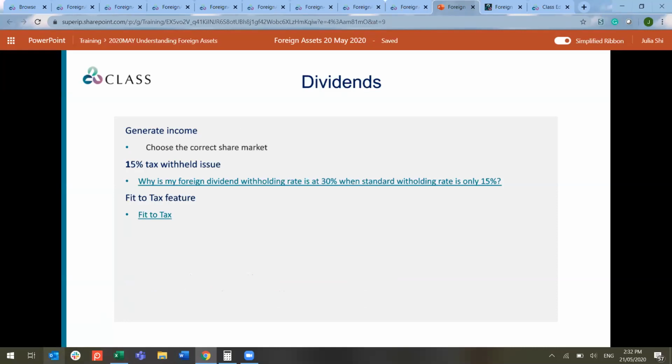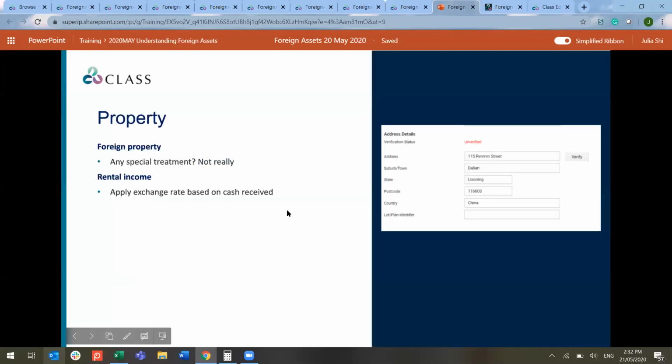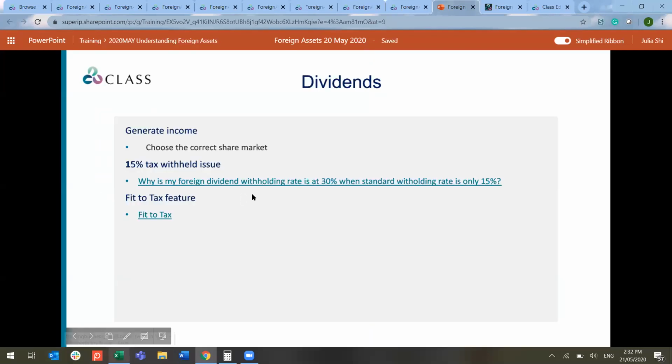With buy and sell events, sometimes we also have dividends and incomes that are already built in Class, and that saves you time and energy. Oh, what happened? Internet. Okay.